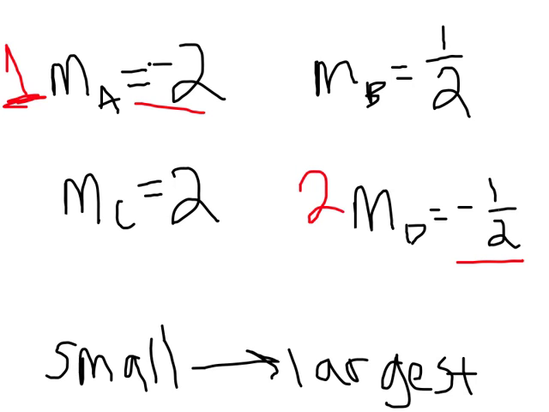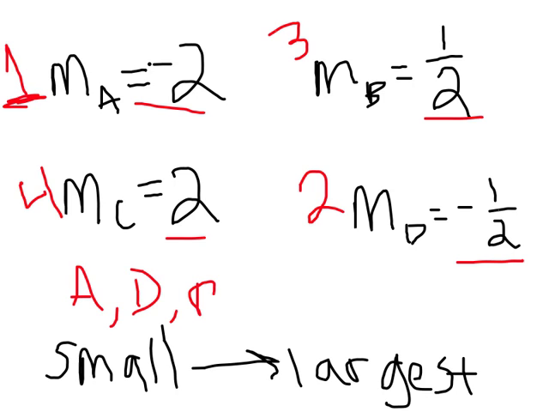Then we'll have our other negative number as the second one. Then we have +1/2 and +2. Which one's smaller? 1/2. So this will be third, and this one will be 4. So it goes A, D, B, and then C.